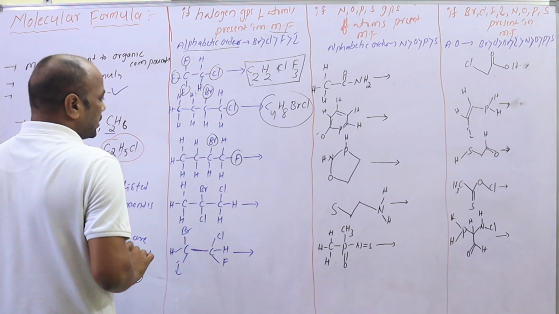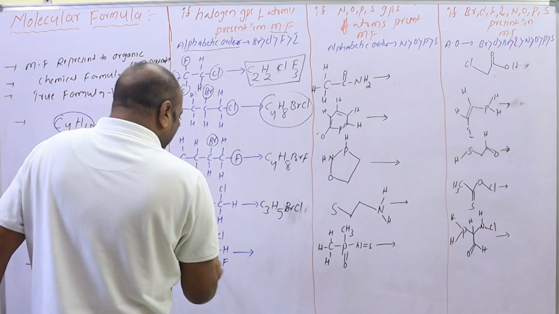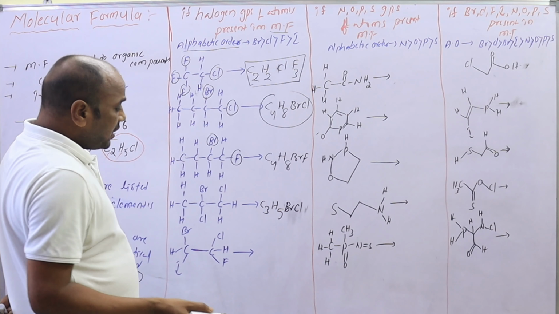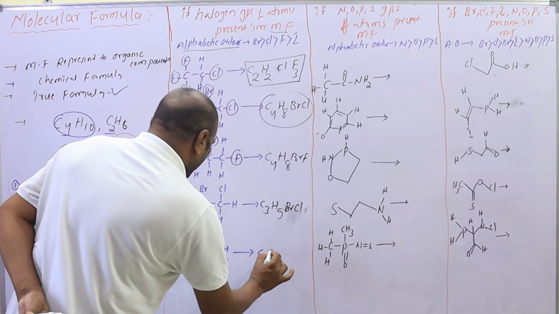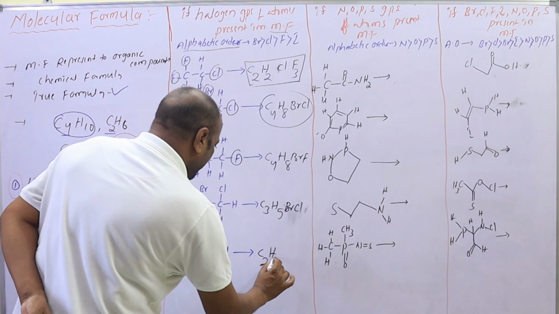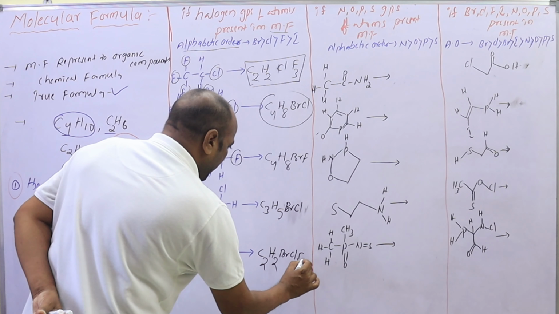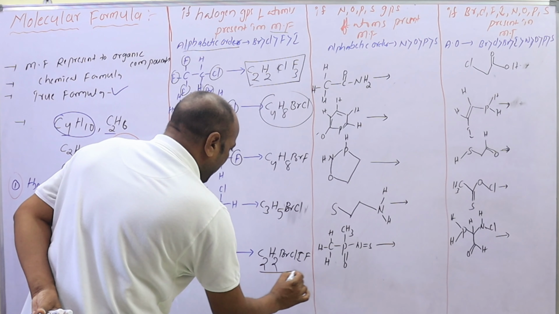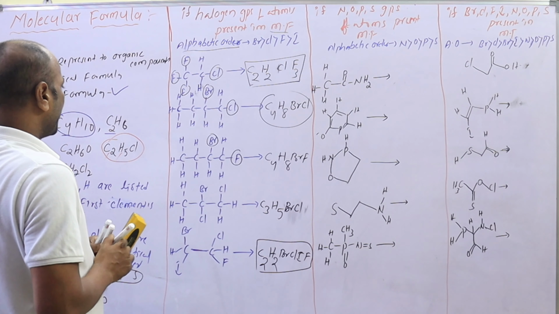C3H5, and it is bromine and chlorine. And all elements are present in one molecule. So carbon and hydrogen are fixed, and C2H2, bromine, chlorine, iodine and fluorine. It is the molecular formula.